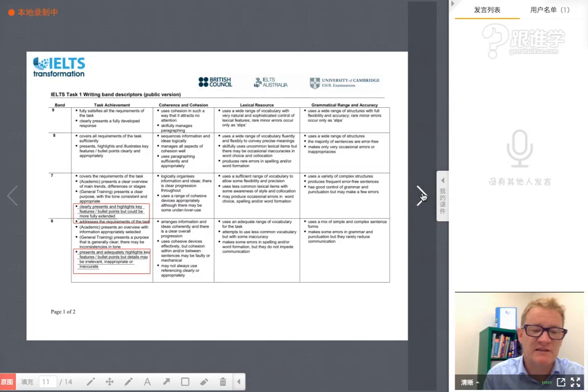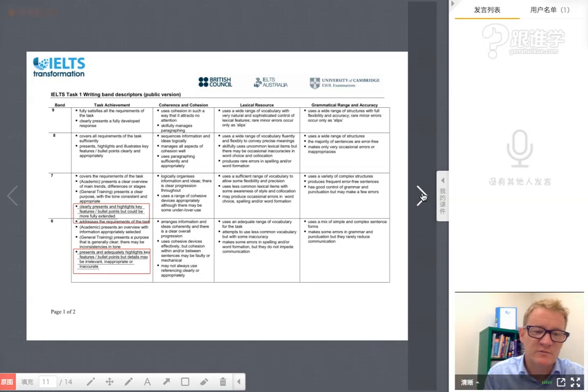Now, have a look here. Clearly presents and highlights bullet points, but could be more fully extended. So the 3 bullet points are clearly well written, but maybe could do with a little bit more information. Again, that's why 50-50-50. This will make you give that little bit more information.